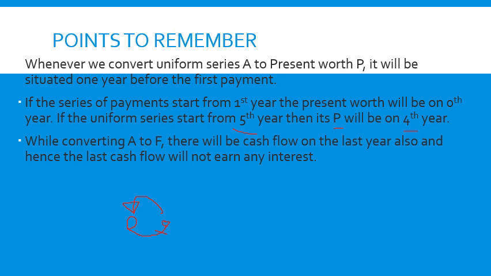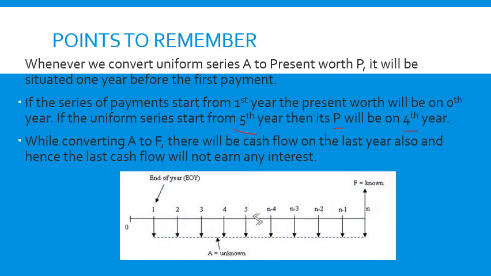The second important point is that while converting A to F, there will be a cash flow on the last year also. This is how it appears. See here, when you are converting A to F, the last flow will be on the nth year and F will also be calculated at the same time. Literally speaking, this cash flow will not earn any interest. So the entire derivation is based on this cash flow diagram.